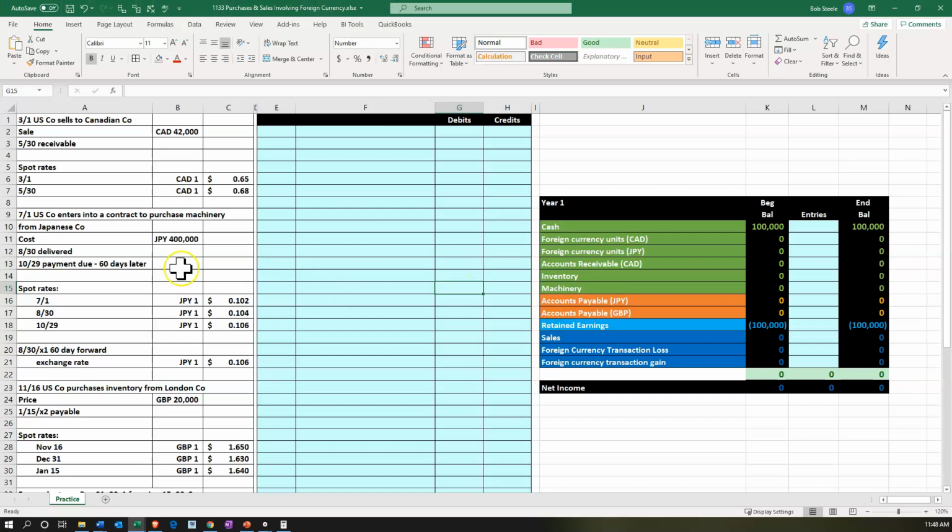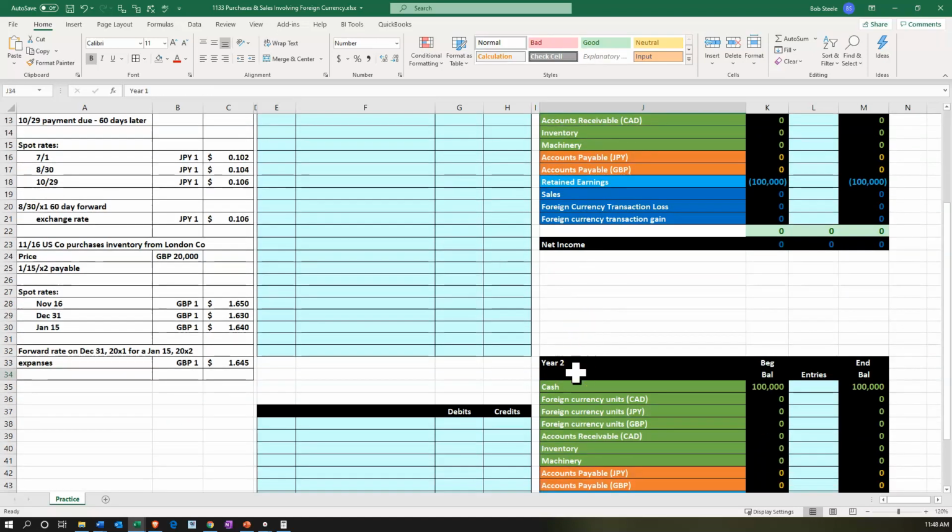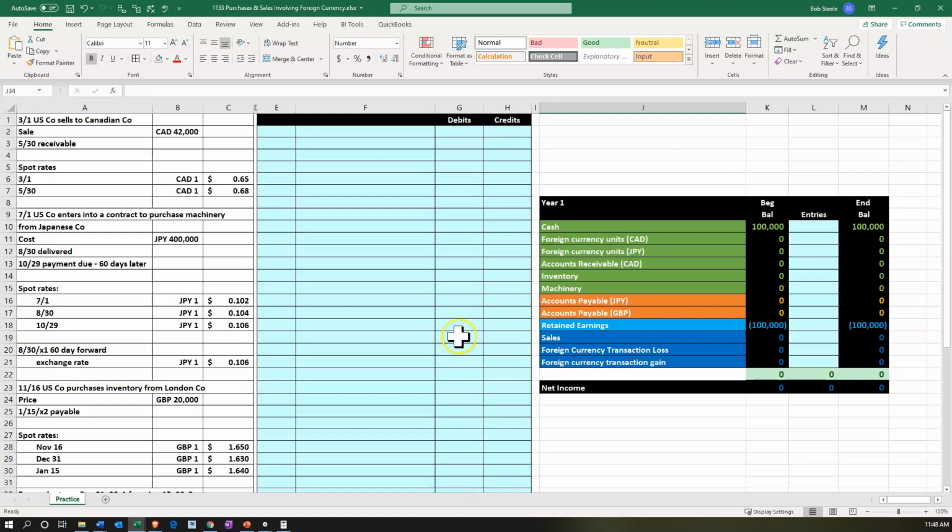Here we are in Excel. We have our information on the left-hand side. We're going to enter that into the blue area on the right-hand side and into our worksheet where we have year 1 and year 2. We're going to take our information on the left-hand side step by step, item by item. We're basically having sales and purchases, but with a foreign currency component to them.